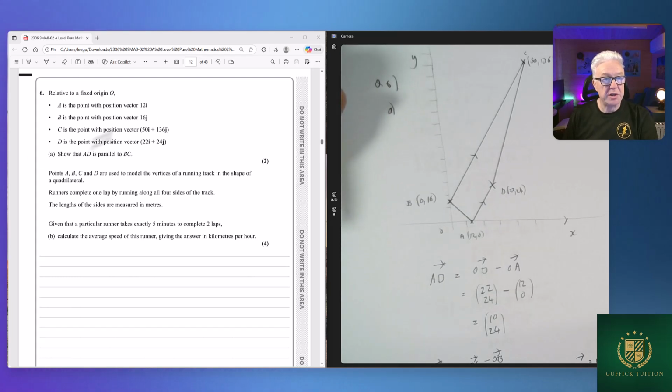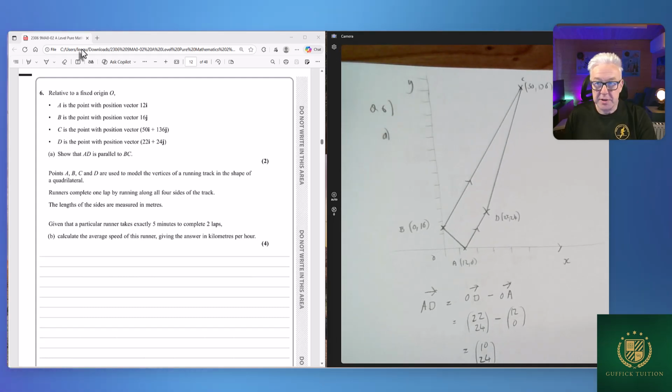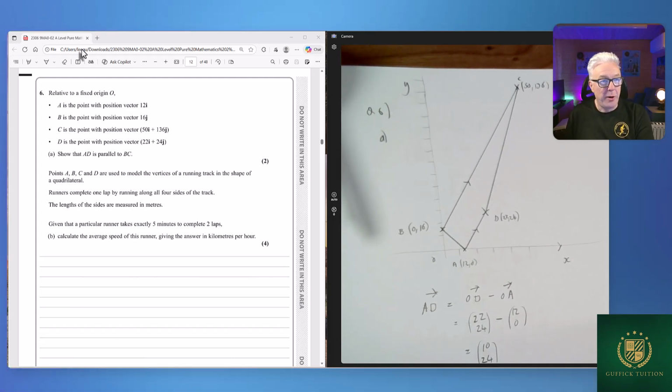Hello everyone, this is question 6 now on paper 2 from 2023, and let's have a look and see what it says. A vectors question. So let's see whether it's going to be a nice one or a horrible one. Relative to a fixed origin O, A is the point with vector 12i, B is the point with position vector 16j, C is the point with position vector 50i add 136j, D is the point with position vector 22i add 24j. Show that AD is parallel to BC.